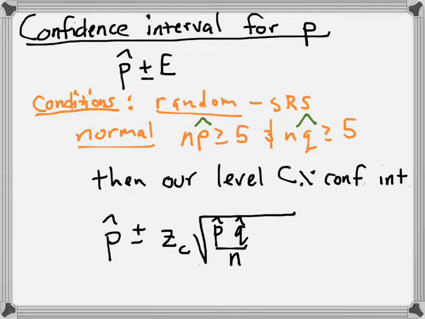I'm learning. Okay, then our level C percent confidence interval is going to be P hat, that's our sample proportion, plus or minus our critical value of Z that we saw in 6.1 times the square root of P hat, Q hat divided by N, where Q hat is going to be 1 minus P hat. That is, it's the proportion of failures.